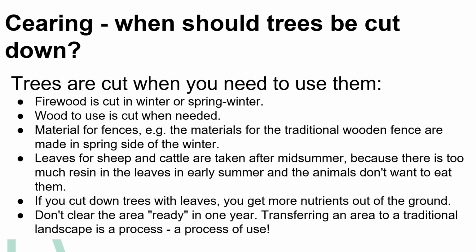If you want to cut down trees and you want to remove at the same time nutrients from the soil, then you should cut down the trees with leaves. So when they have the maximum amount of leaves, that could be, for example, in June or July. Then you get the most nutrients out of the ground.